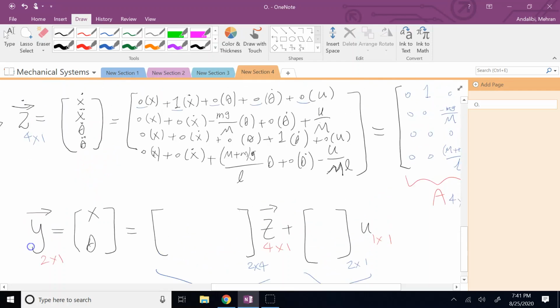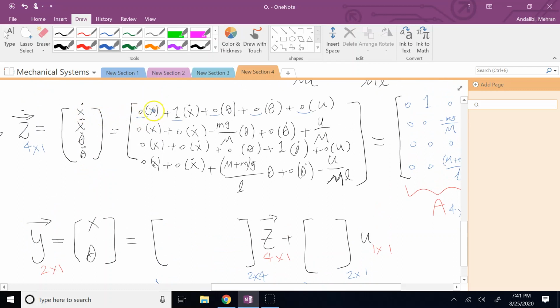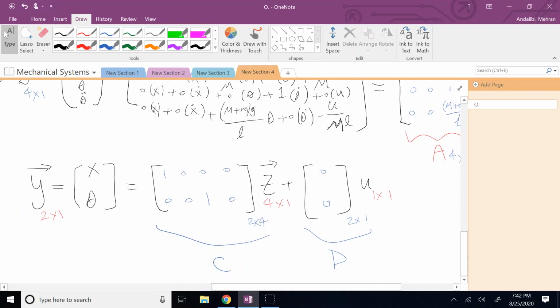So x, if I want to write it in terms of the state variables, x, x dot, theta, and theta dot, and then the input u, x is simply what? 1 times x, nothing times x dot, nothing times theta, nothing times theta dot, and nothing times u. And then what? Theta is what? Theta is nothing times x, nothing times x dot, 1 times theta, nothing times theta dot, and nothing times u. So that's my C matrix. This is D.